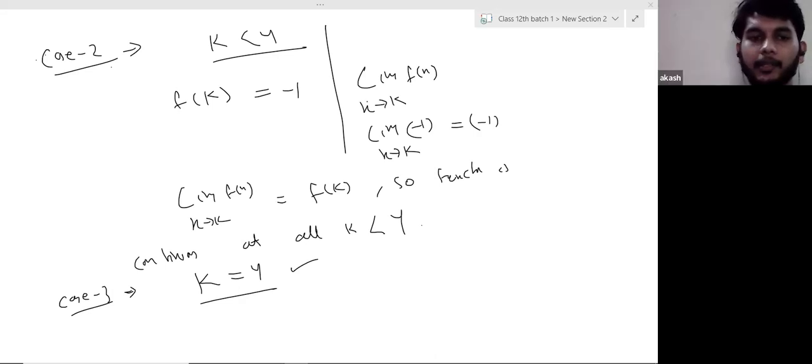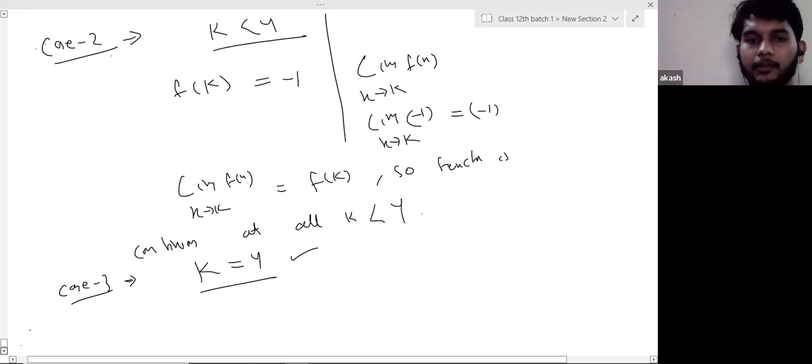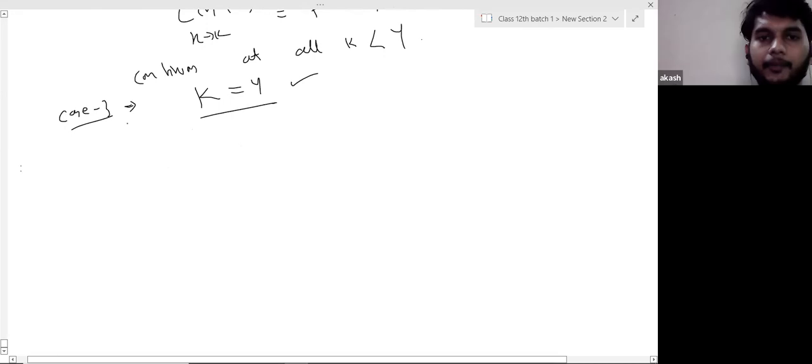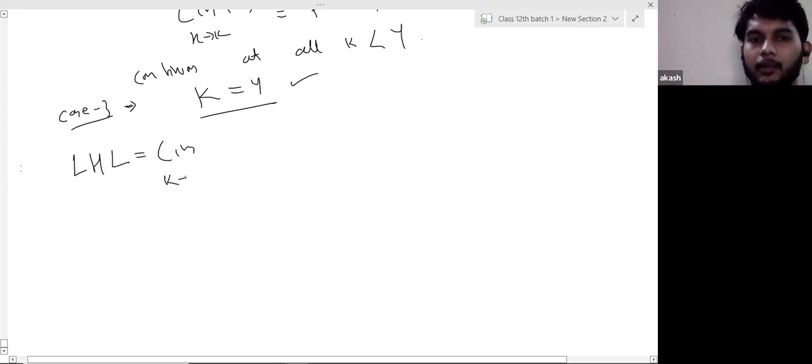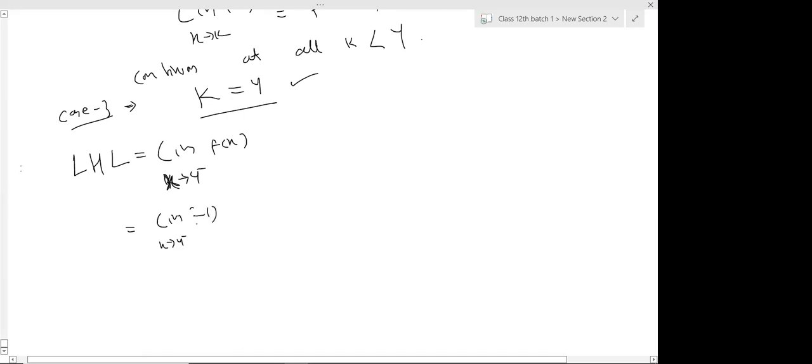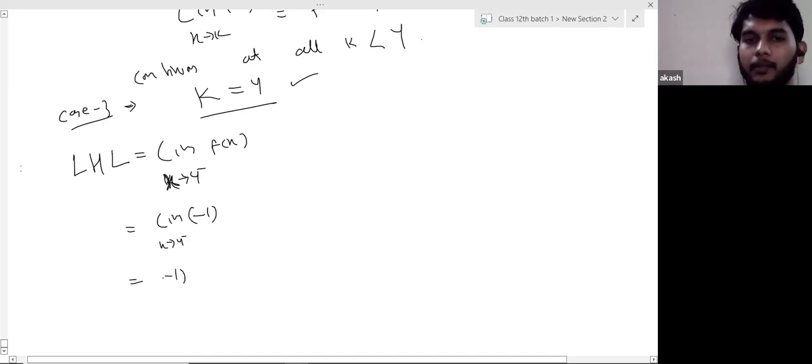So for the third case, we have to take LHL and RHL, right, Krishna? Yes, sir. So we can write LHL is equal to limit x tending to 4 minus f of x. And this will be equal to limit x tending to 4 minus, what will be the value of f of x? Minus 1. So limit value will be minus 1.